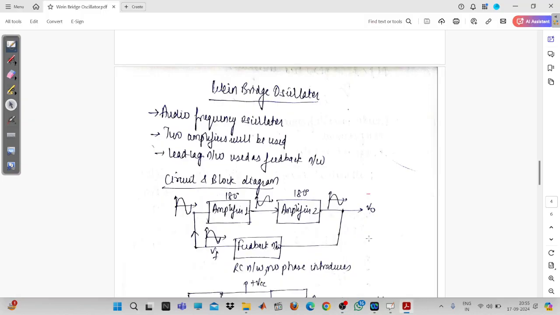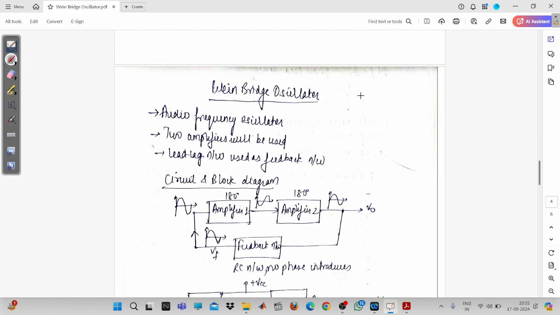Okay, so we'll be discussing the Wien bridge oscillator. Basically, this Wien bridge oscillator is an audio frequency oscillator, and you know that there will be two amplifiers which we are going to use in the forward path. Suppose you want to design any oscillator, then you need to satisfy two criteria of the Barkhausen.